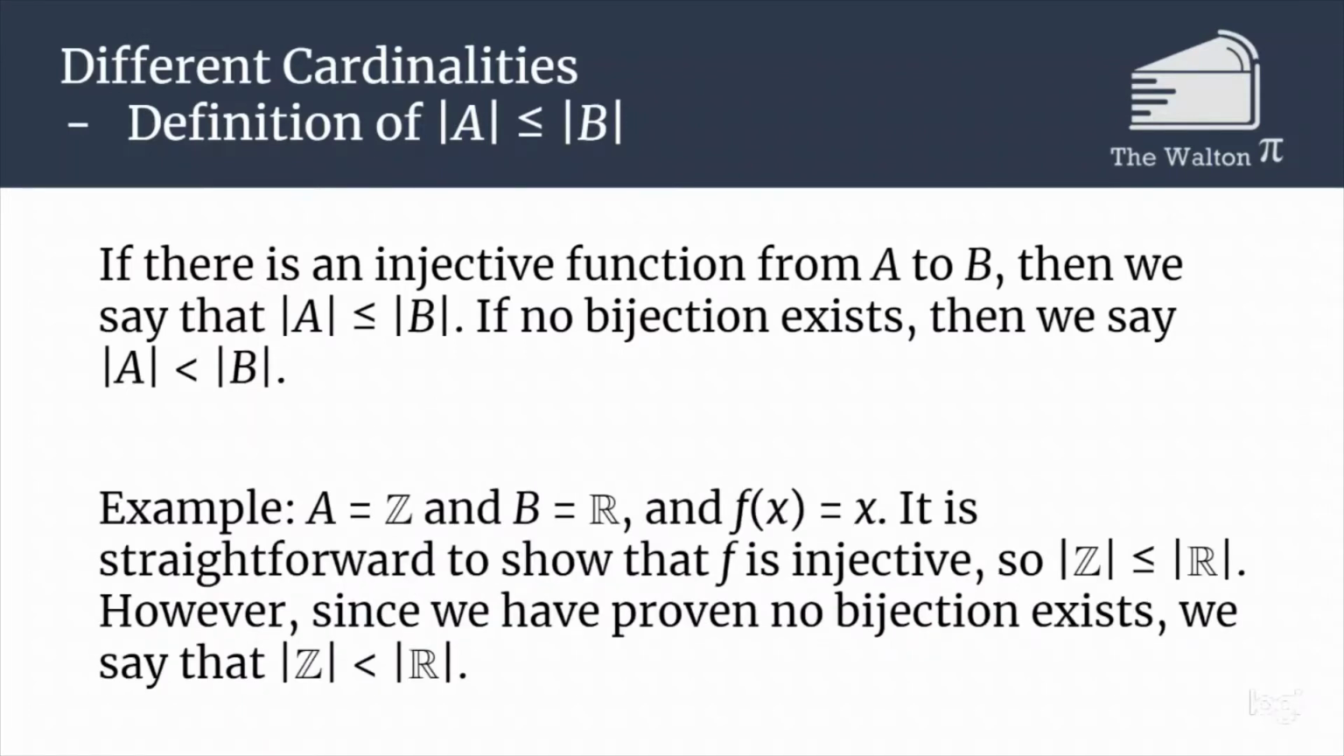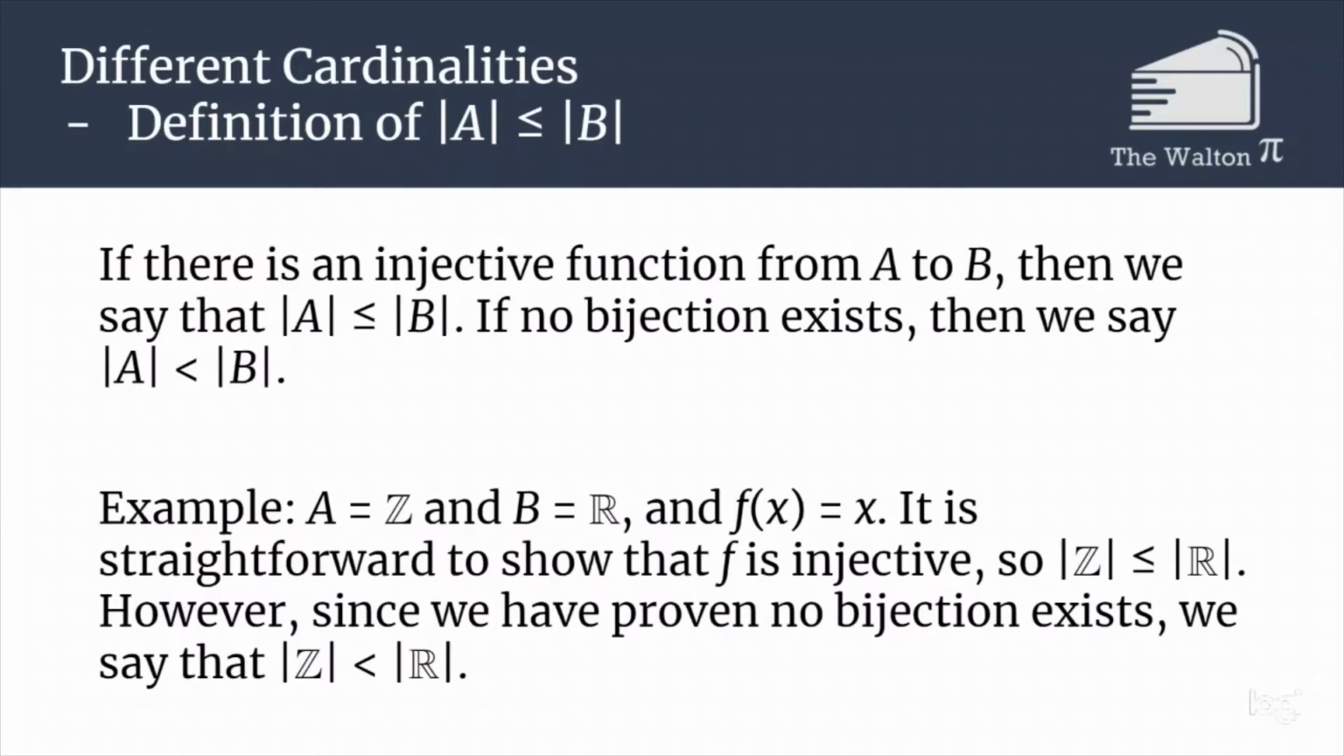So for example, let's say that A is the integers and B is the real numbers, and our injective function is f of x is equal to x. Because it's injective, that tells us that the cardinality of the integers is less than or equal to the cardinality of the real numbers. However, since we've proven in a different video that there is no bijection from the integers to the real numbers, we know that the cardinality of the integers is strictly less than the cardinality of the real numbers.